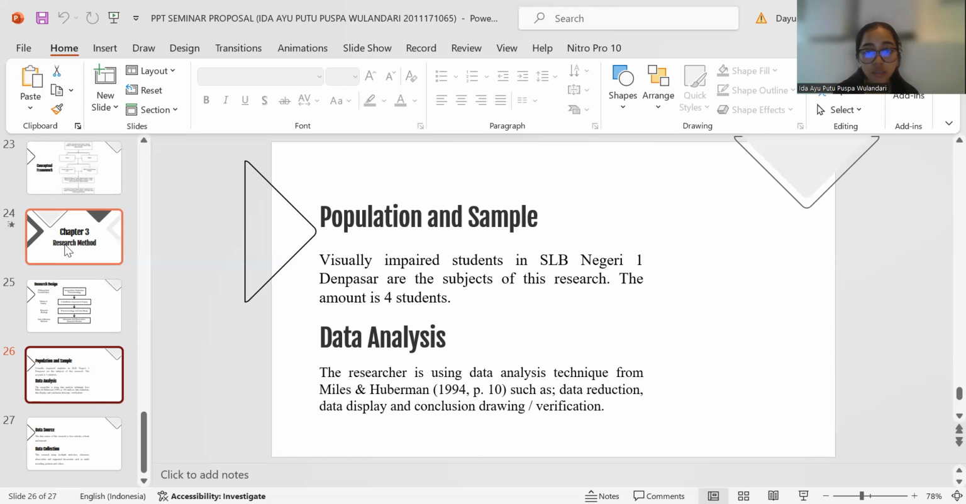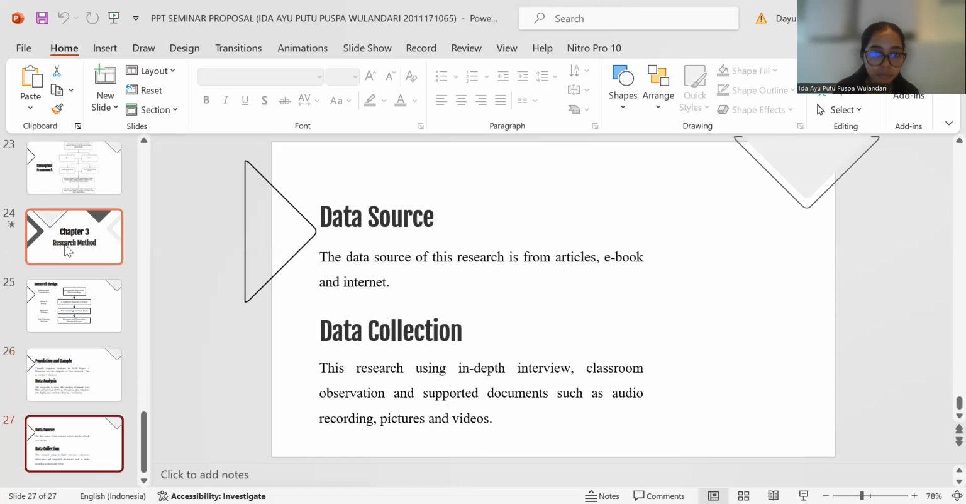The researcher is using the data analysis technique of Miles and Huberman, such as data reduction, data display, and conclusion drawing and verification. And the data source I use is from articles that I found on the internet and also e-books. For the data collection, I use interviews and classroom observation and supporting documents such as audio recordings, pictures, and also video.